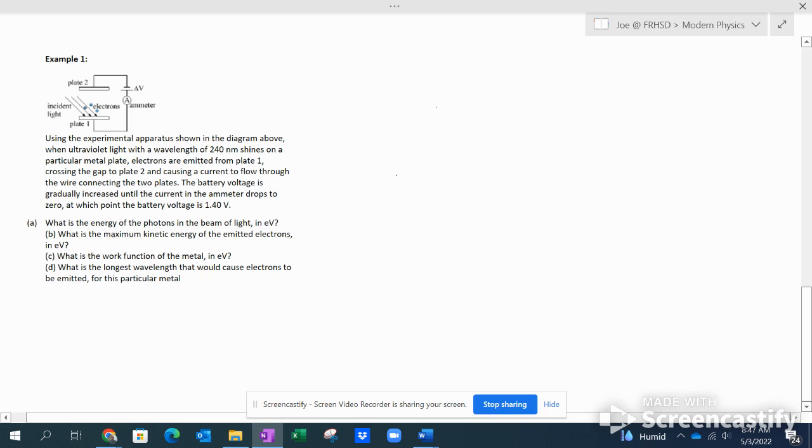So what is the energy of the photons in the incoming light beam? We know the energy is equal to Planck's constant times the frequency. We know the speed of light is equal to the wavelength times the frequency, so the frequency is equal to the speed divided by the wavelength. I can make this substitution and find out when I calculate everything.